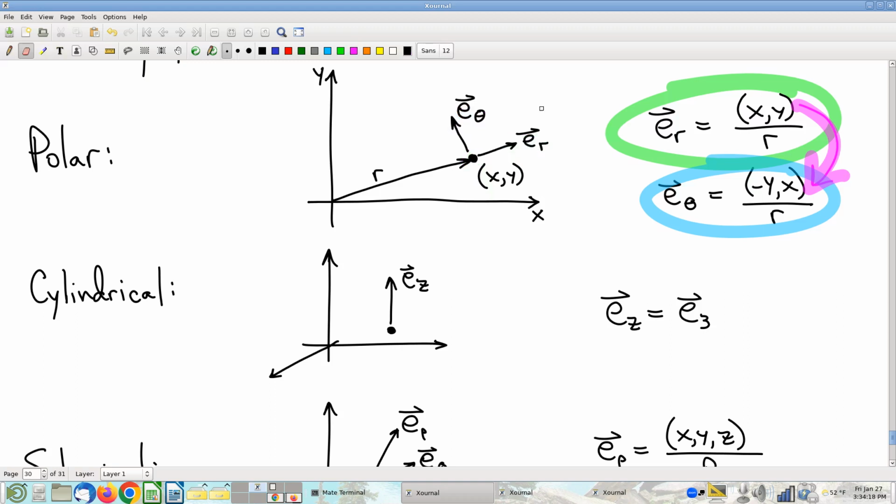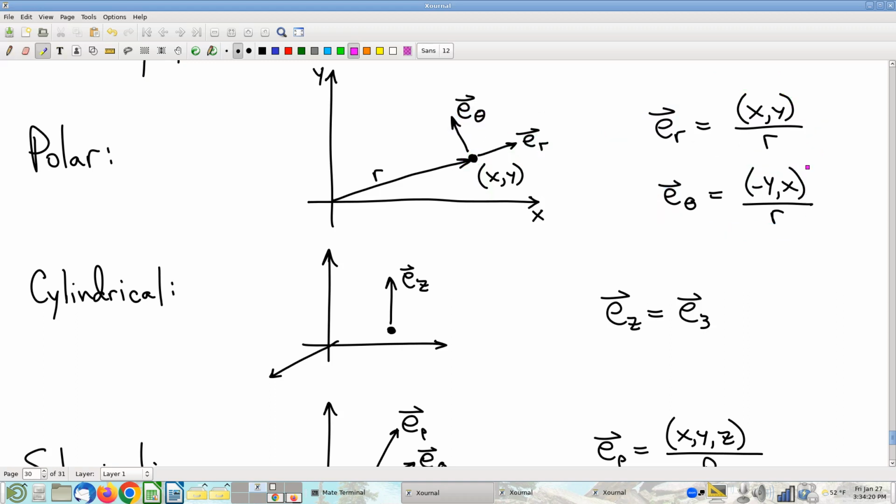Okay, that's polar coordinates. Cylindrical coordinates are pretty much the same as polar. Put a comma 0 at the end, right? And then there is, of course, the third standard basis vector, which points straight up, and is just e3. That's an easy one.